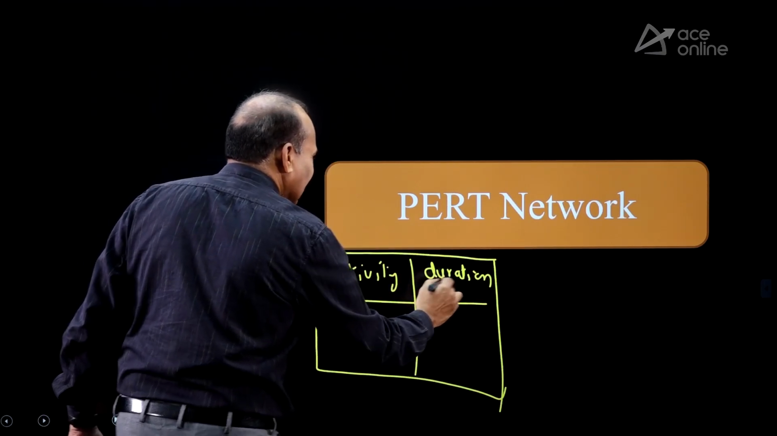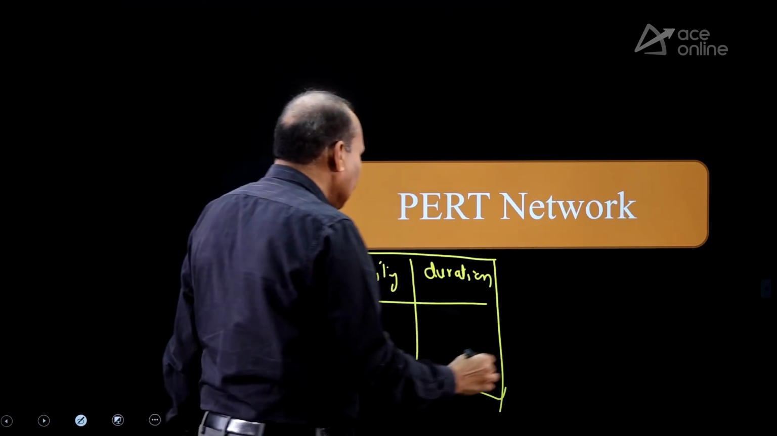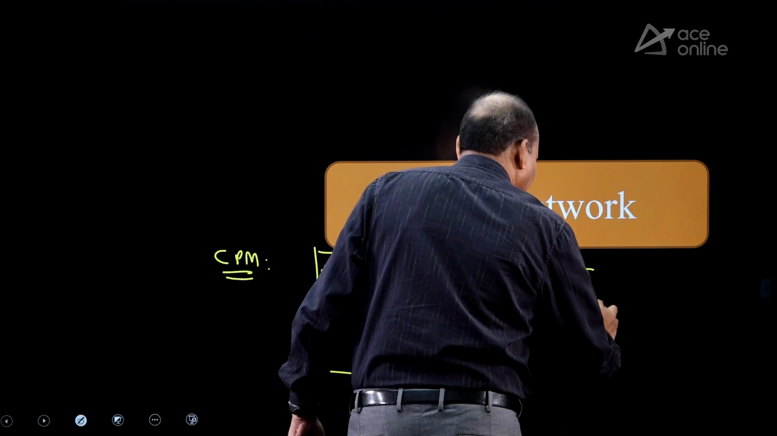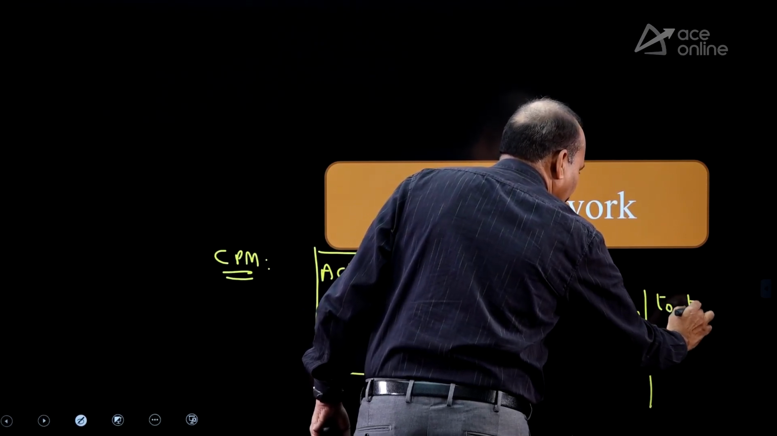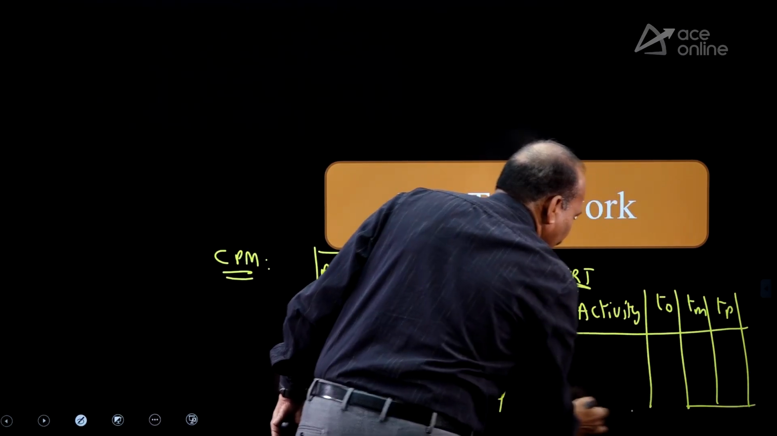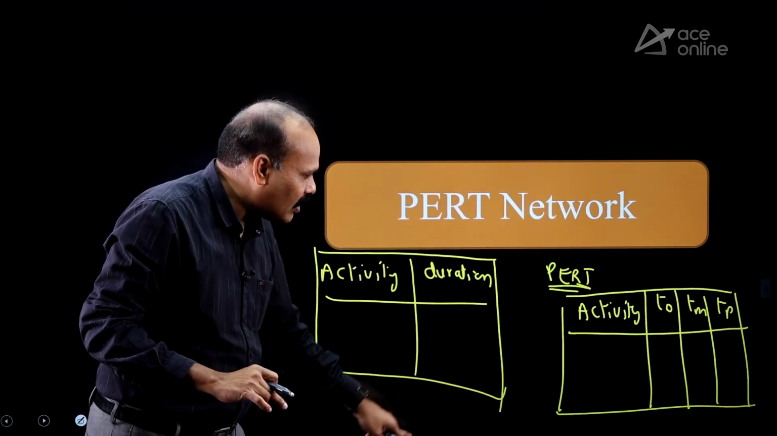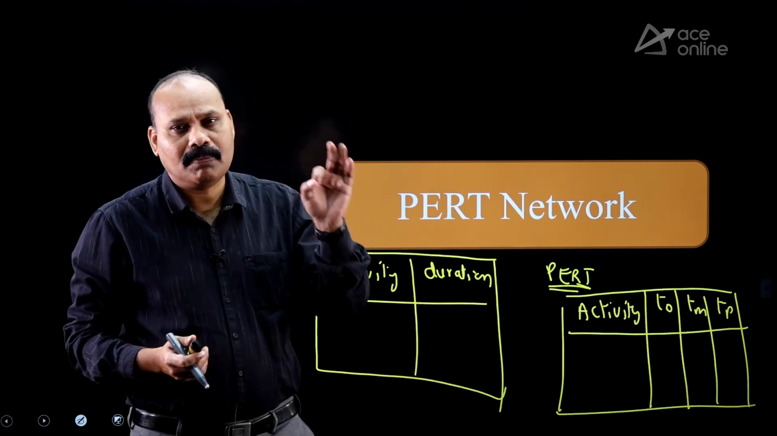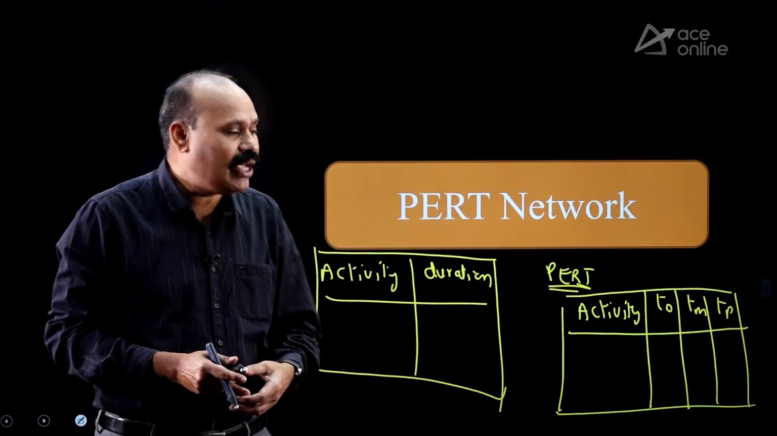So duration is only a single value given to us. In the CPM case, duration is only a single value. In case of PERT, for each activity, in place of duration, T0, Tm, Tp. So 3 columns are given in the duration place. Here duration is only 1 column. Here in place of duration, you can find 3 columns: optimistic, most likely, pessimistic. So 3 times are given for each and every activity.